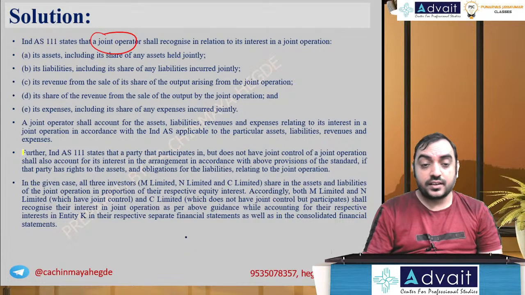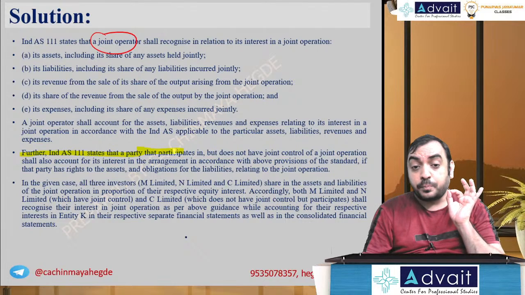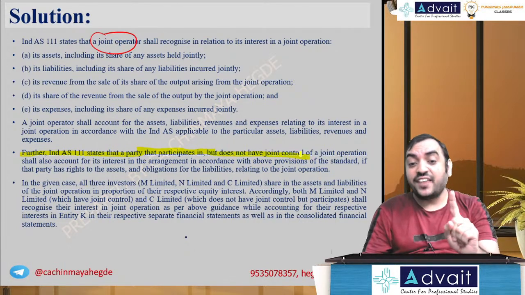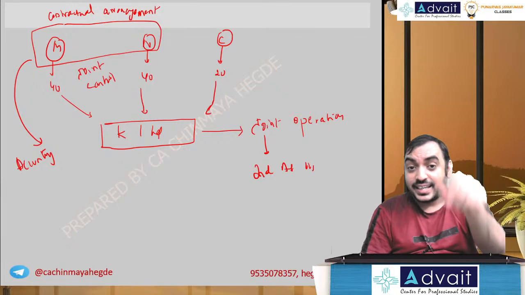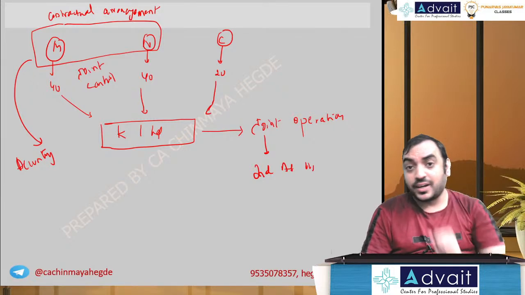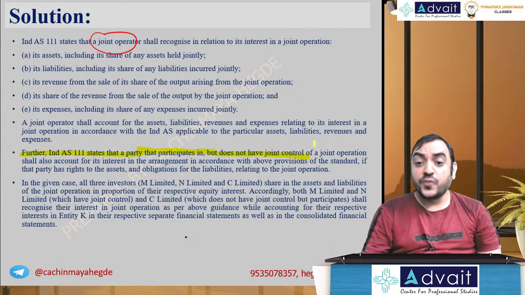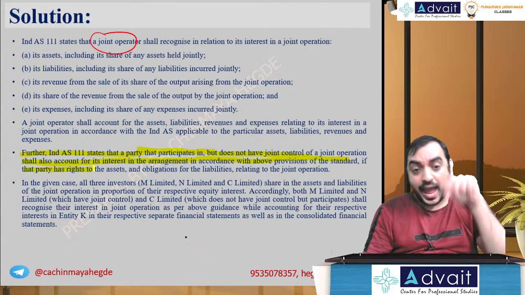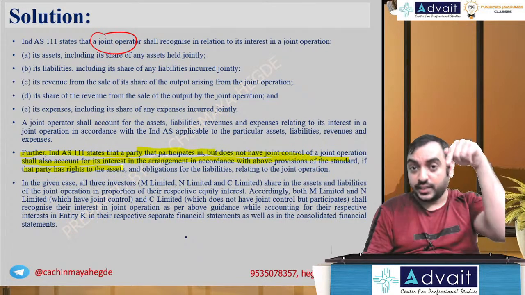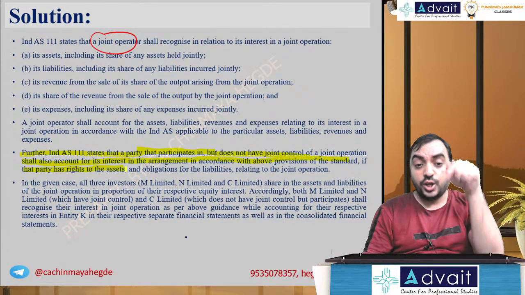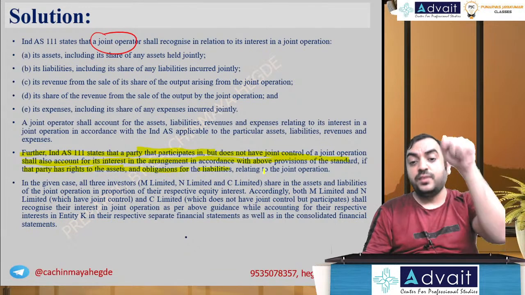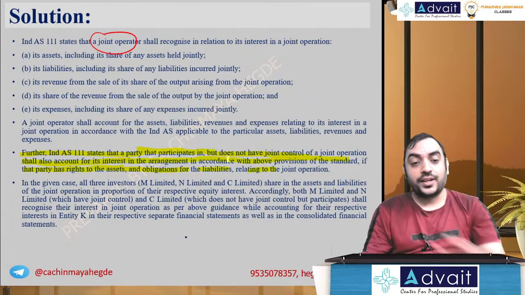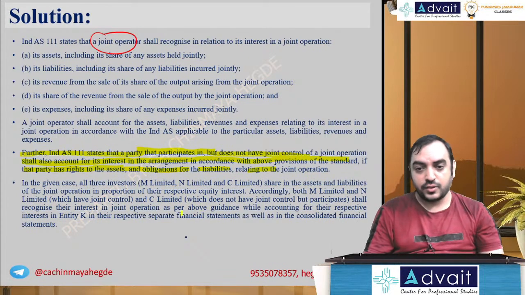Further, read further. Ind AS 111 states that a third party, a party that participates but does not have joint control, entity C, participates in this operation but does not have joint control of the joint operation, shall also account for its interest in the joint operation according to the above provisions. So, if the third party has the right to the assets, yes, C Limited has the right to the assets, obligations and liabilities relating to the joint operation. So in the given case, all three investors, everyone will be accounting for it.